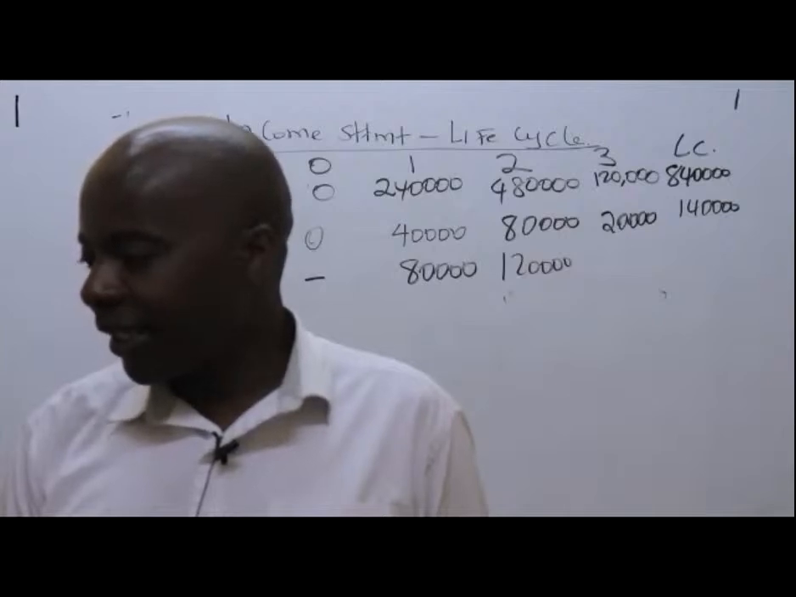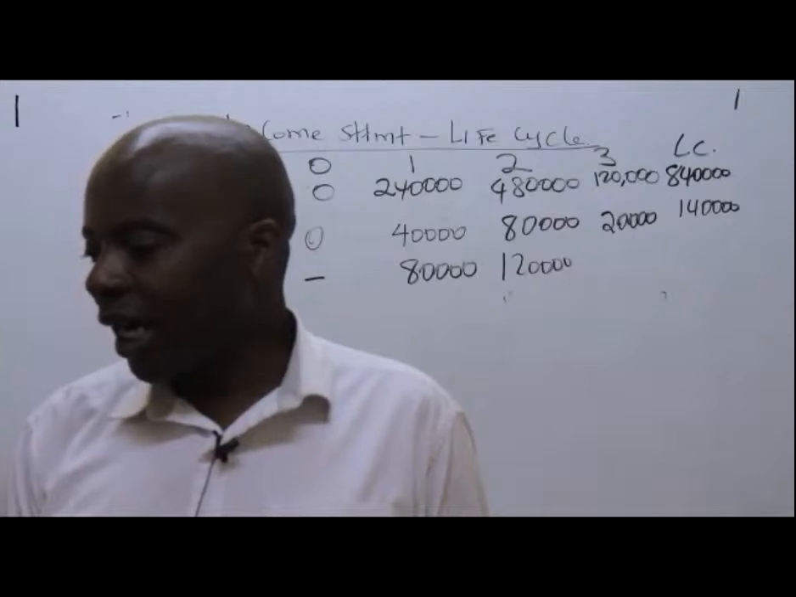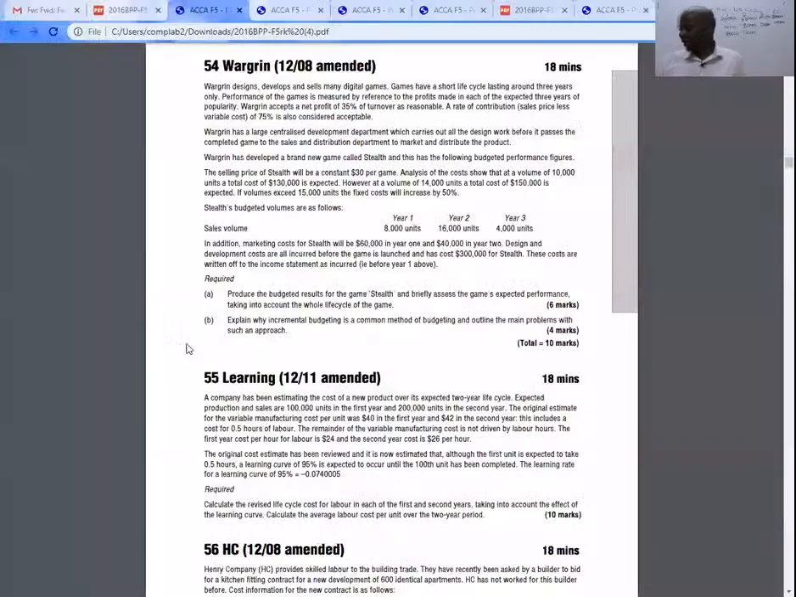Thank you very much. Okay. For the next year, the units are below 15,000. You can see there are only 4,000 units. So what we need to do is to recognize 80,000, and then you give me the life cycle cost. LC stands for life cycle.